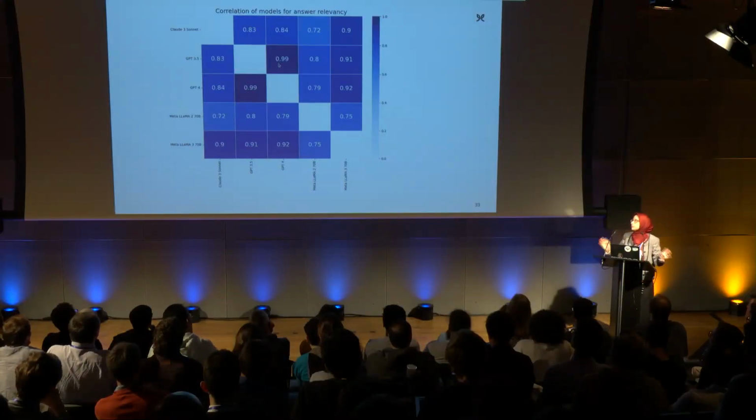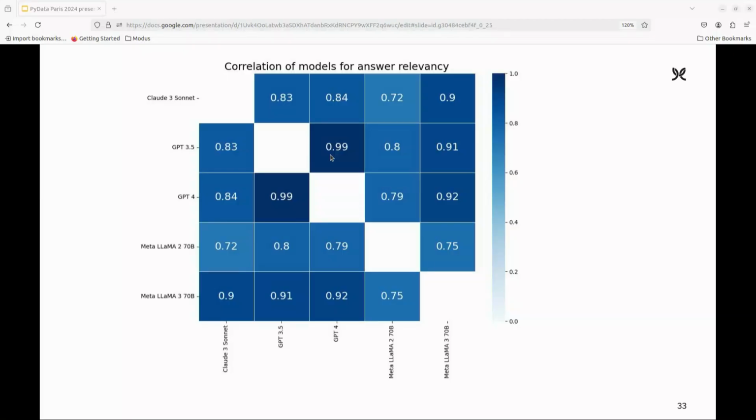And if you look at the correlation matrix, we actually computed the correlation matrix for all of these models over all of the 200 questions for the 4 metrics. This particular matrix only shows you the heat map for the answer relevancy. But if you look at the correlation between GPT-4 and, I think, GPT 3.5 is here, you can see that it's 99%. So it's almost like saying you can replace GPT-4 with GPT 3.5.